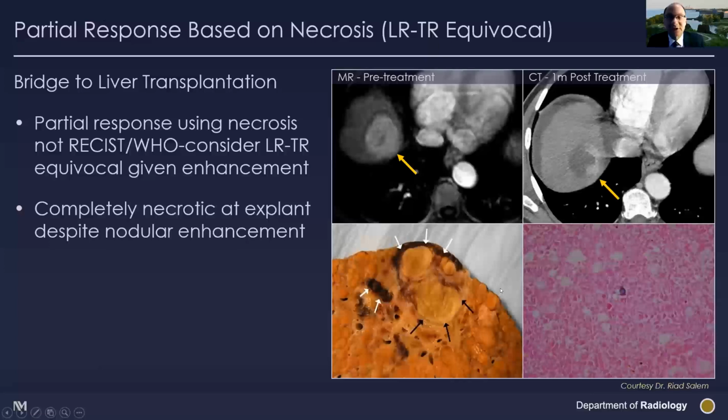This is, as I mentioned, often used as a bridge to liver transplant. If we were just using the necrosis as a criteria, you would say that there's been a partial response. If we use RECIST or WHO, you'd say there hasn't been a response. You might call this equivocal, but what's interesting, even at the time of explant, it was completely dead tumor. So it shows you that this nodular enhancement sometimes is not always tumor.